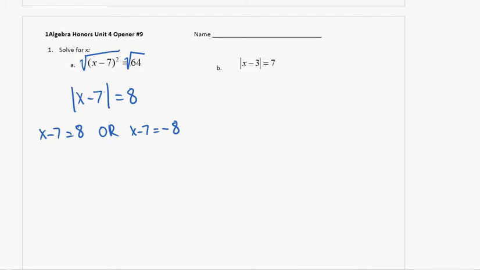By the way, not everyone writes out this step in the middle. Some people wouldn't have even written that step out. They jump straight to x - 7 = 8 and x - 7 = -8, and they solve from there. In any case, from here, solving is fairly simple. We're just going to add 7 to both sides and get x = 15. Or, on the other side, when we add 7 to both sides, we get x = -1.